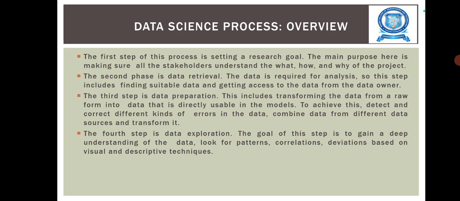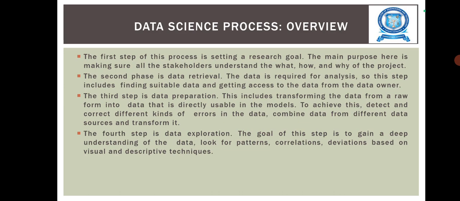The second phase is data retrieval. You want to have data available for analysis. So this step includes finding suitable data and getting access to the data from the data owner. The result is data in its raw form, which probably needs polishing and transformation before it becomes usable. The next one is, now that you have the raw data, it's time to prepare it. This includes transforming the data from a raw format into data that is directly usable in your models.